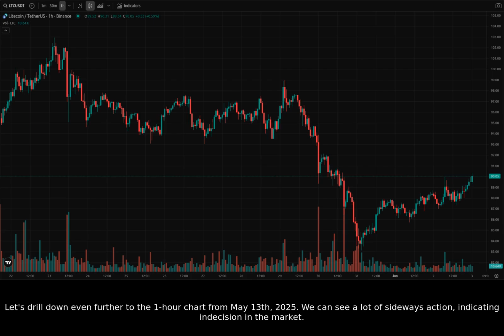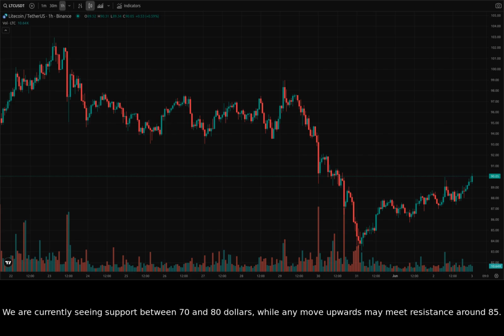Let's drill down even further to the 1-hour chart from May 13th, 2025. We can see a lot of sideways action, indicating indecision in the market. We are currently seeing support between $70 and $80, while any move upwards may meet resistance around $85. If the price can break through and stay above this resistance, that would be a great sign of bullish momentum.